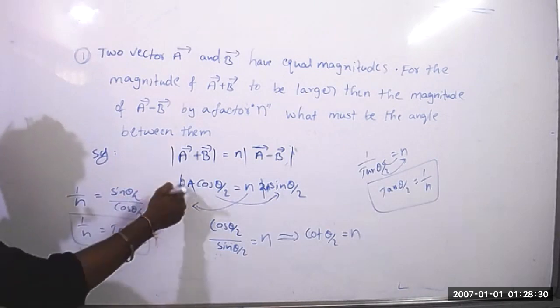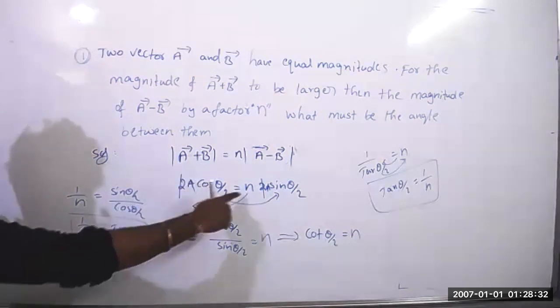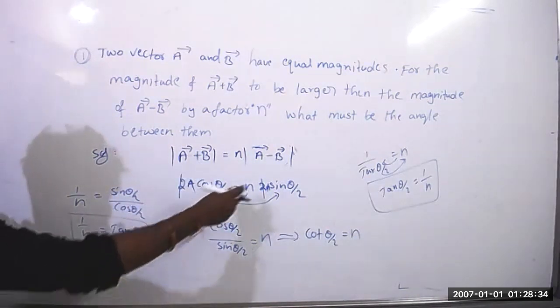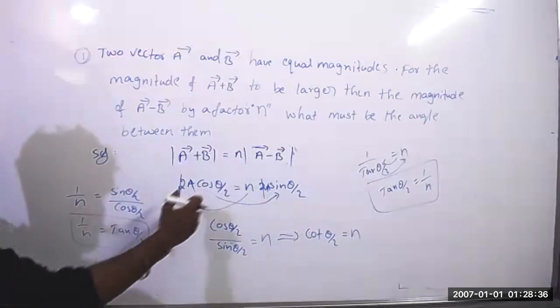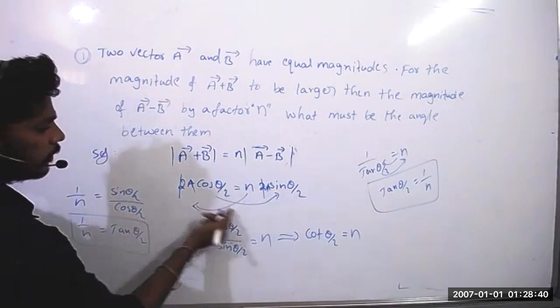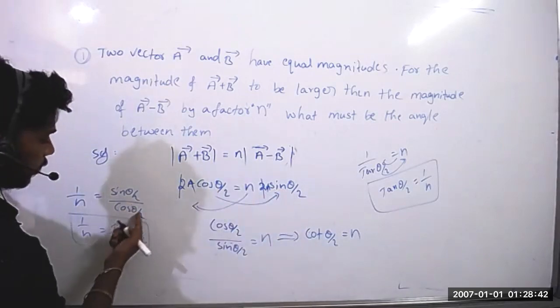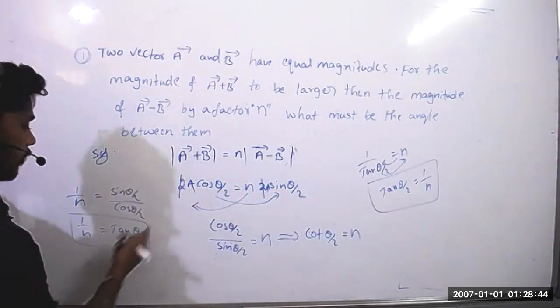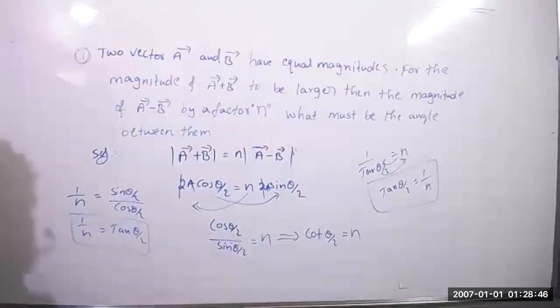Clear? Here nothing is there, which means there is a 1. So if you send n, here it is multiplication; if it comes to the left hand side, it will do division. So sin theta by 2, if you send cos theta, it will become sin theta by 2 by cos theta by 2. Sin by cos equals tan theta by 2. You will get 1 by n. Clear?